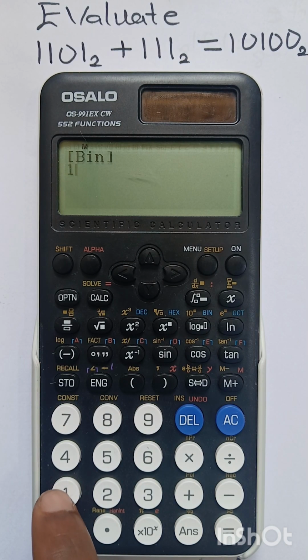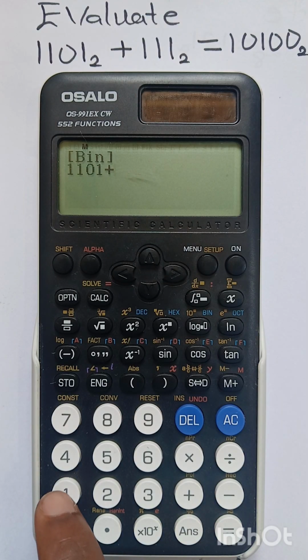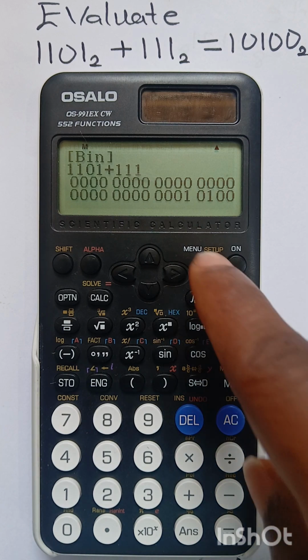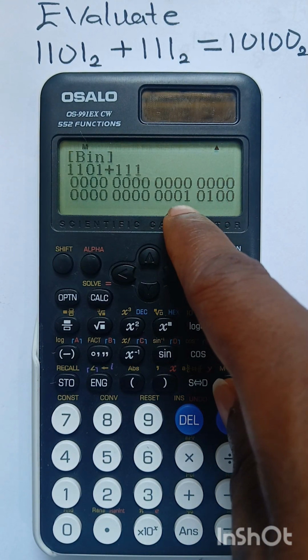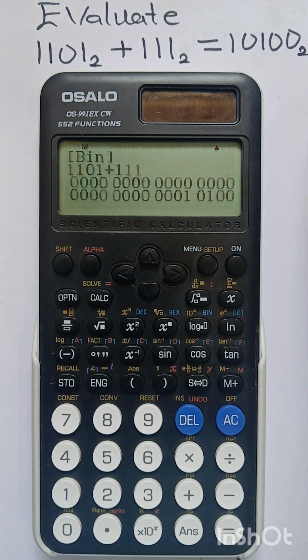1101. Then you press on the plus addition sign. Then you press on 111. That's all in base 2. Then you press your equal sign. Then you have your answer down here. That is 10100. That is the answer. We have it here.